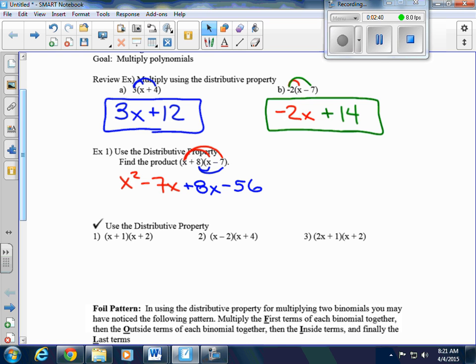So after we do the distributive property twice, we're going to go back and look, is there anything else we can do? Well, we have an x squared, a negative 7x, an 8x, and a negative 56. So if we look at these 2 terms, they are the same. They both have the same variable part, they're x's, so we can put those together using the addition and subtraction stuff that we did before. So we're going to go x squared, negative 7x plus 8x is 1x. And then our minus 56, and here's your answer.